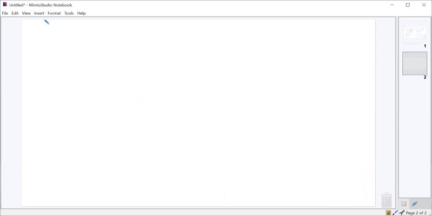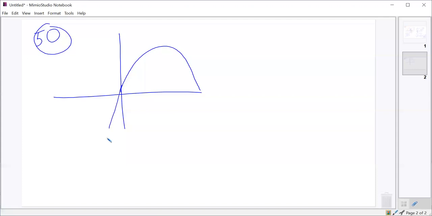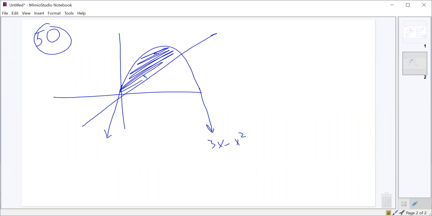All right. Next one, I believe, is 50. All right, number 50. I should probably find number 50 here. There we go. All right, number 50. We are asked to take 3x minus x squared. Looks like this. And y equals x, and take the region between those and revolve it around the x-axis.